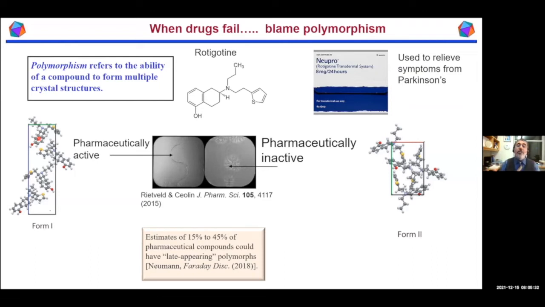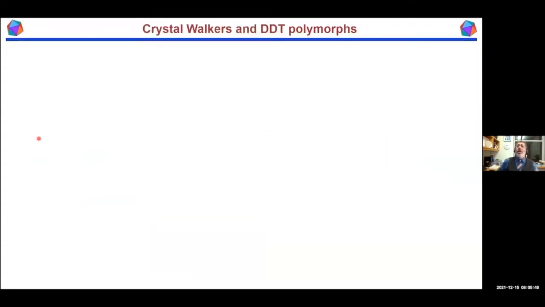Well, doing the experiments to try to find all these polymorphs can be difficult. It's time consuming. It's usually expensive. And this is an area where computational methods are sort of poised to play a really important role. But let me point to another area.